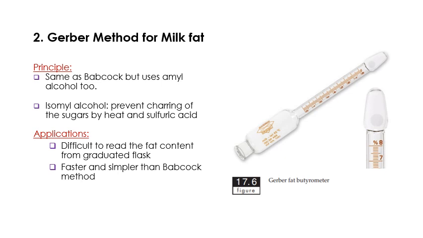Next, the Gerber standard method for milk fat analysis. This is the same as Babcock, but in the Gerber method, it also uses amyl alcohol. This isoamyl alcohol helps prevent charring of sugar by heat and also by sulfuric acid. However, it's quite difficult to read the fat content from the graduated flasks, but generally the Gerber method is a much faster and simpler method compared to the Babcock method.